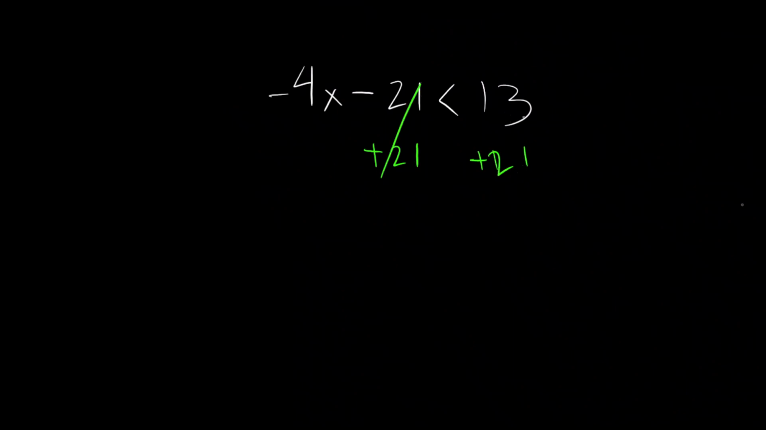These cancel out. This equals 34. Less than. And these cancel out. Now we keep the negative 4x. Now here's what we have to worry about. Let me draw this. We have to remember this is a negative. So when we divide by negative 4 to cancel these out, we have to flip this now. We have to remember to flip this.